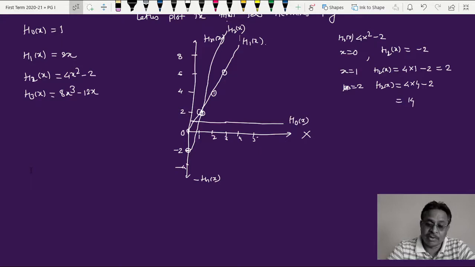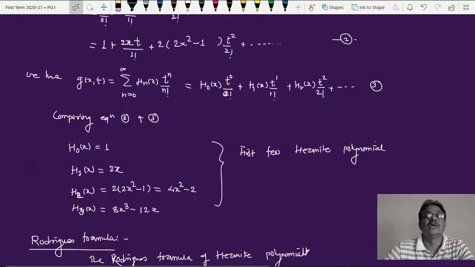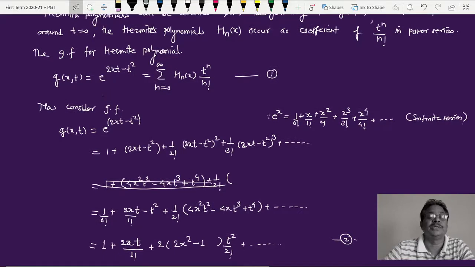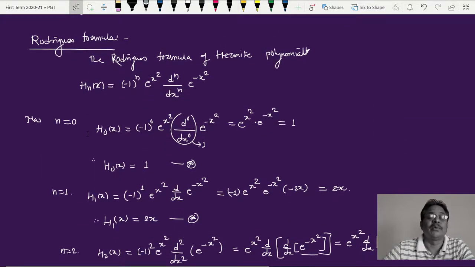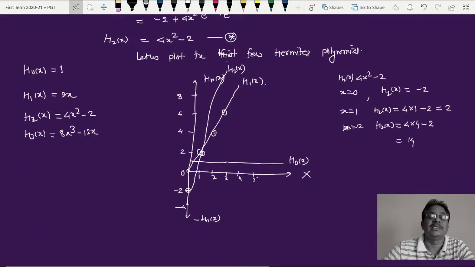So that is what we have done for the positive part of x. The negative part of x also we can plot, and you will get the curves on the left hand side too. So here we have understood how to obtain these Hermite polynomials from the generating function, as well as from the Rodrigues formula. Both methods have been seen, and at the same time we have seen how it can be plotted on the graph as shown by these equations.